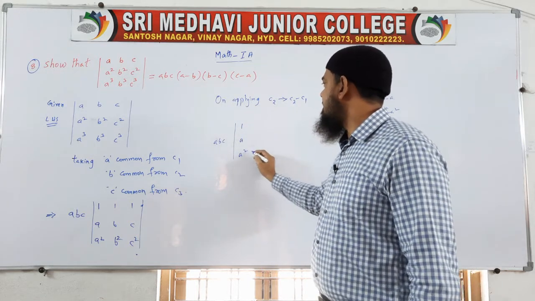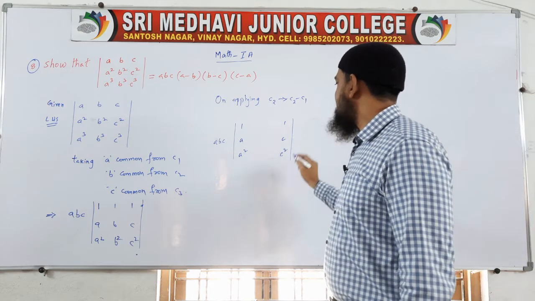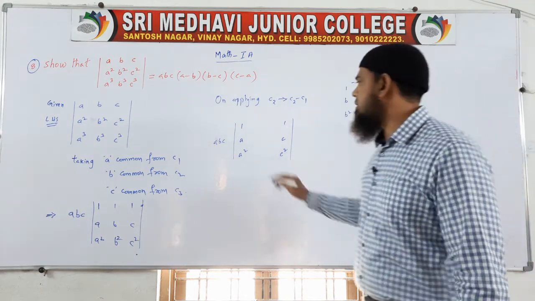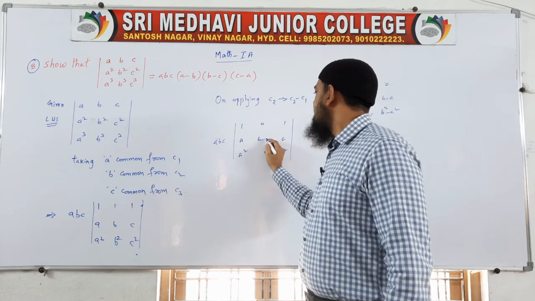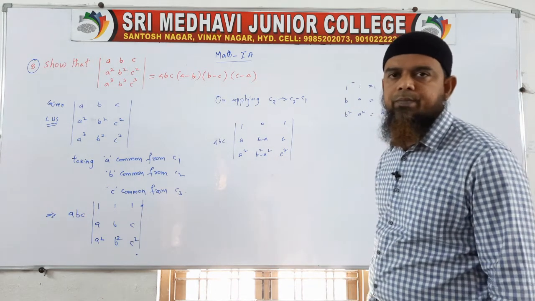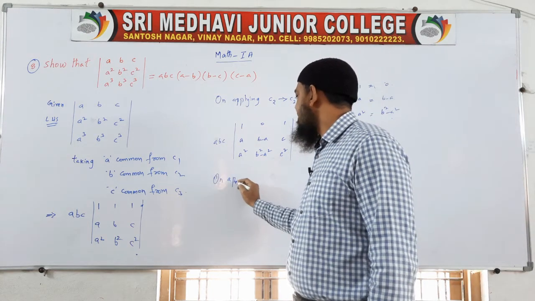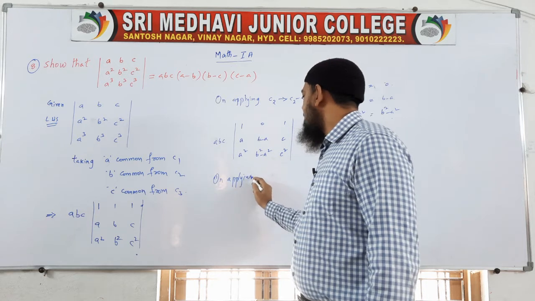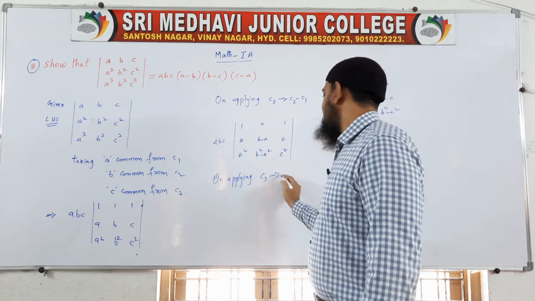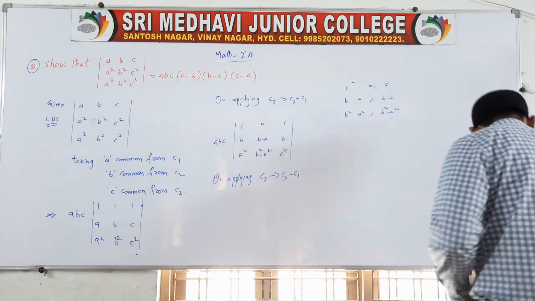1, a, a square and 1, c, c square, both are the same. Now I am writing C2. What is C2 here? 0, b minus a, b square minus a square. Now what do I have to do on applying? Now I want to change this C3 here. So C3 tends to C3 minus C1. Now do the rough work.